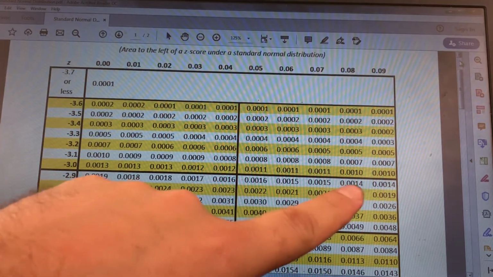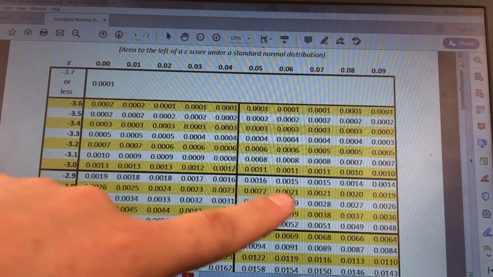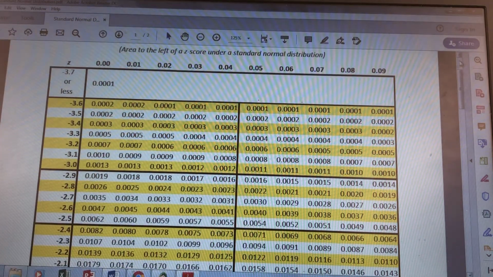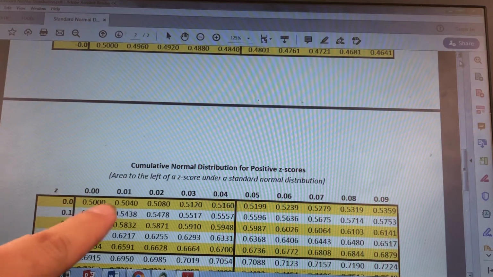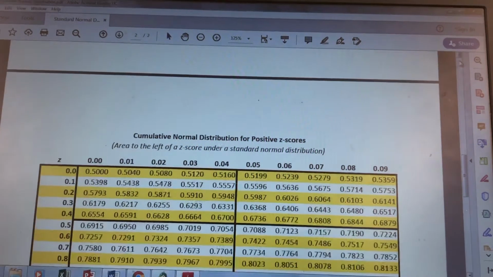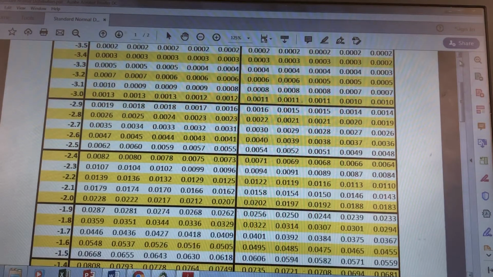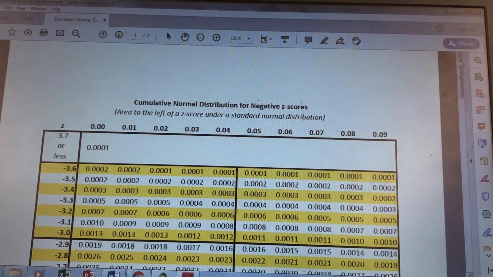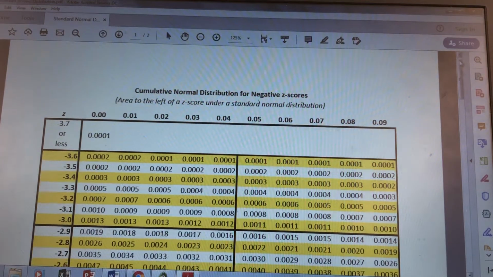On the negative side of the chart, the areas are increasing from right to left, and they keep increasing as you go down. On the positive side of the chart, the areas are increasing from left to right and keep increasing as you go down. So it's like you're reading a book, except on the first page, you're reading the sentences backwards. So we need to find 0.0250.